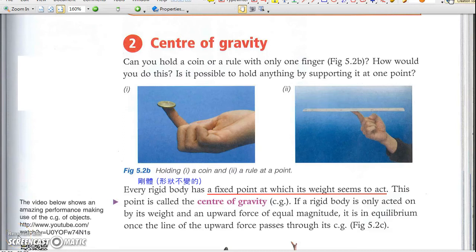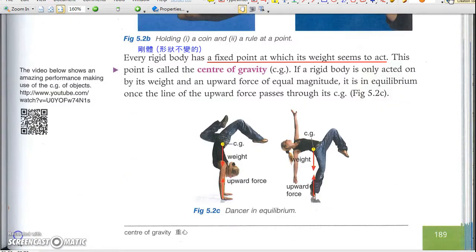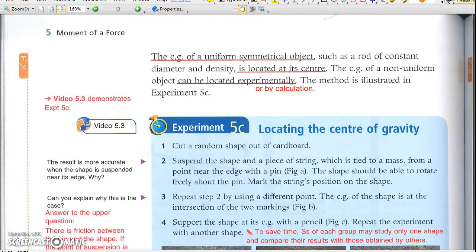2. Center of gravity. It is the single point of an object where its weight seems to act. To balance a body in equilibrium, the weight and the normal reaction must pass along the same line, as shown in Figure 5.2c. The center of gravity, Cg, of a symmetric body is at its very center: the midpoint of a ruler, or the center of a circular disk, and so on.